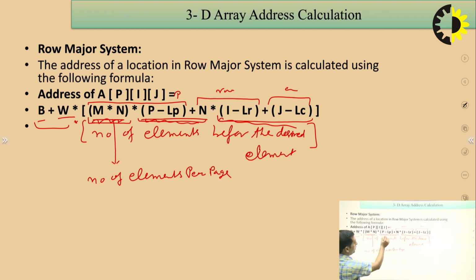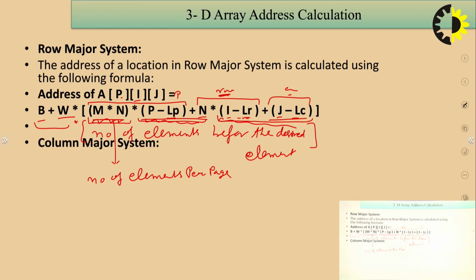So, P minus LP, where P is the desired page for calculation and LP is the lower limit. If not given, then this is 0. Now, this is n, the number of elements per row, into I minus LR. I is the desired index which we want to calculate, and LR is the lower limit. So, the number of elements in the row, and in that particular column where the element is present, we are calculating the elements before that in the column, that is J minus LC. Okay, this is the general formula.